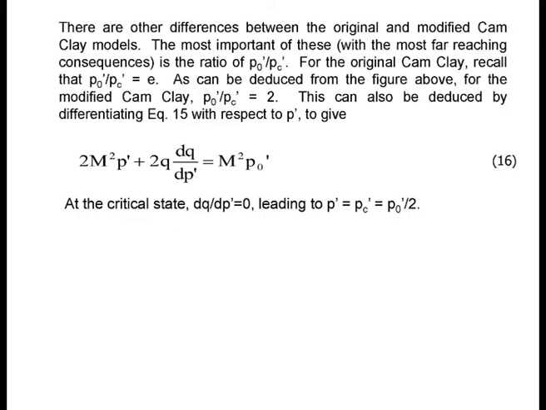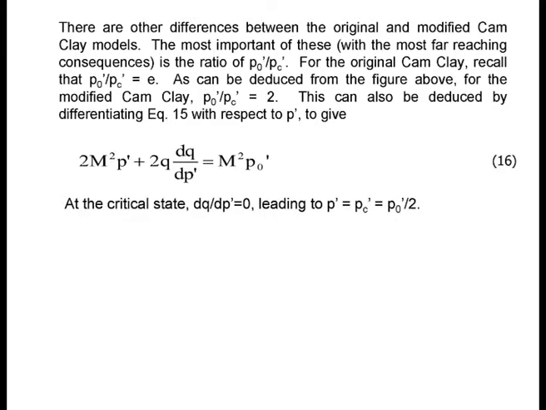It's half of the pre-consolidation pressure. Whereas with the original Cam clay, PC prime equals P naught prime divided by e. Remember that? e is 2.718. So therefore, this is much smaller than this by about 2.7 times. Whereas for that model, it is only 2 times. There are models that go even beyond 2 times, below 2 times.